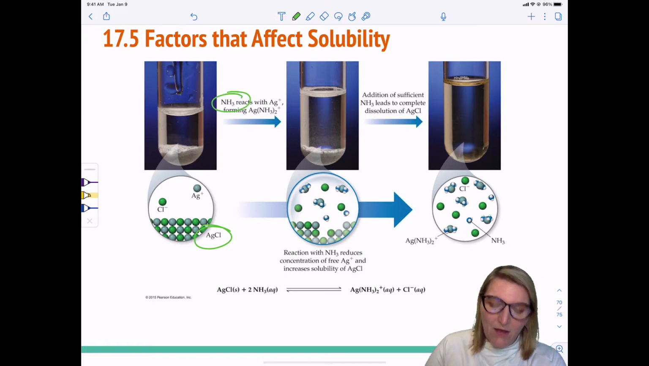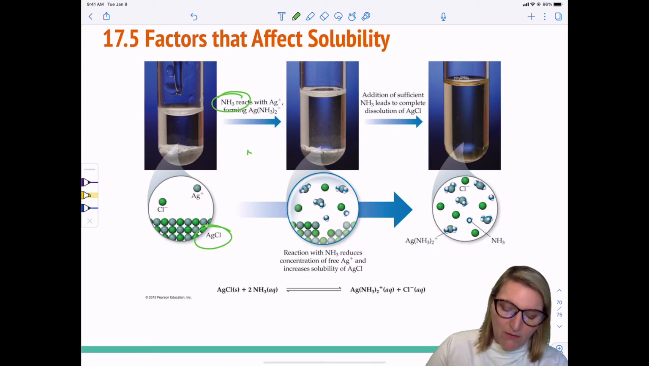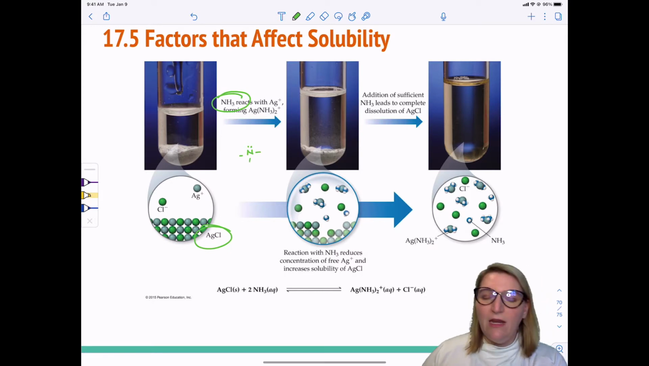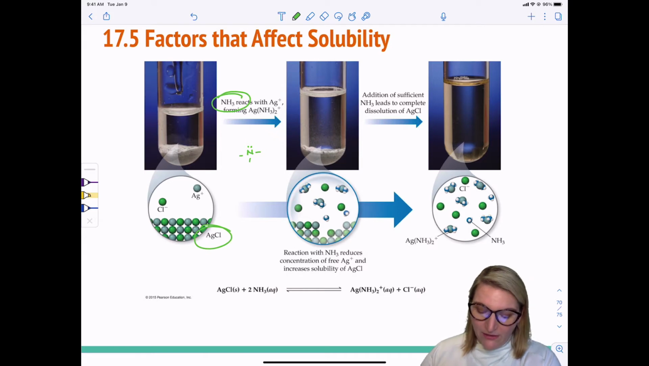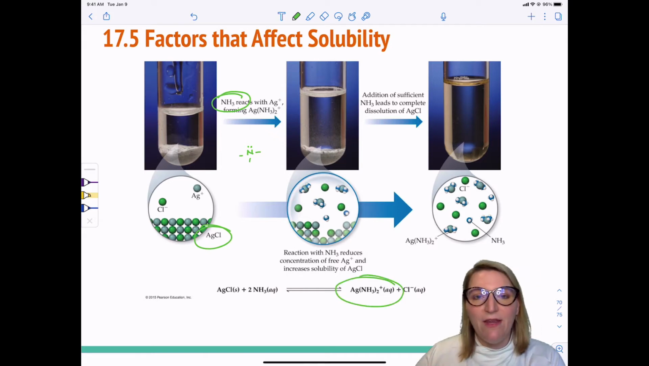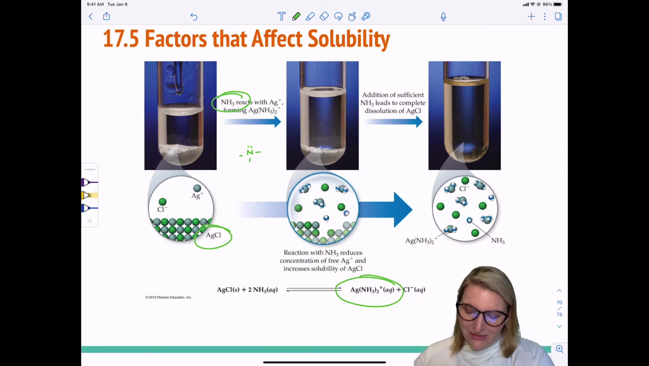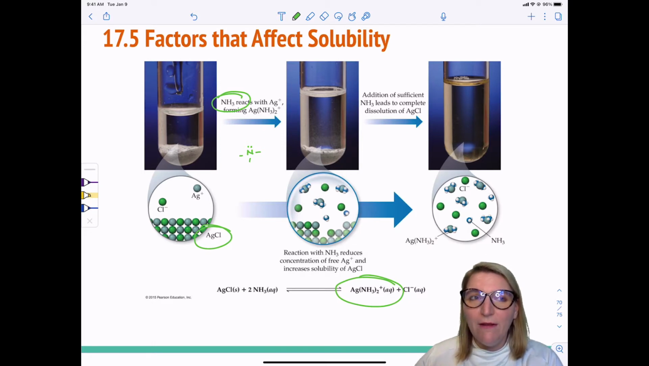But if I add some ammonia, NH3, and remember that is going to have a nitrogen with a lone pair on it. Because the lone pair is so negative, and the silver ion is positive, what we get is this really weird thing that forms. You can look at that. It is silver with two neutral ammonia molecules attracted to it. It's sort of like an ion dipole effect, I guess. You can see the charge is still positive because what has been added to the silver is not something that's negative. It's a neutral compound.